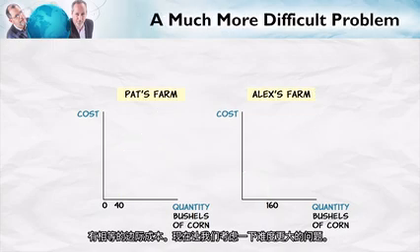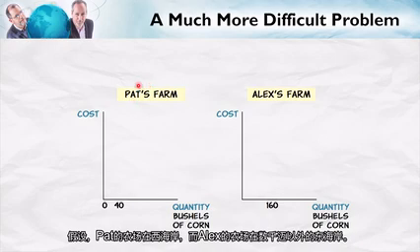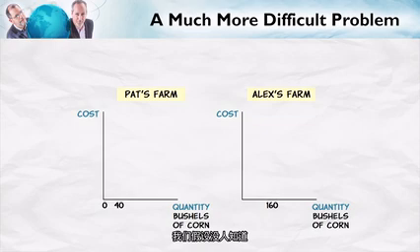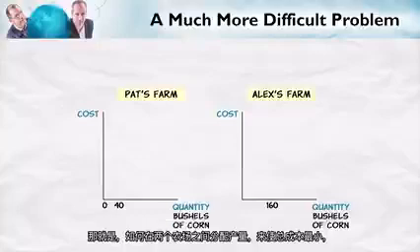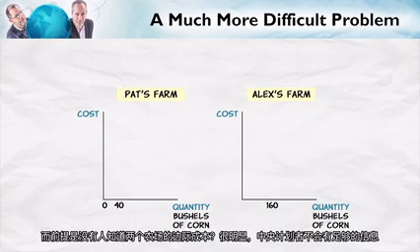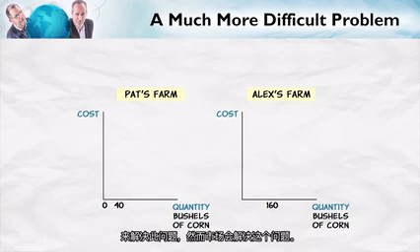Now let's consider a much more difficult problem. Suppose we have Pat's farm located on the west coast and Alex's farm thousands of miles away on the east coast. And let us suppose that no one knows the marginal costs on both of these farms. Now the problem looks almost impossible. How could we possibly allocate production across these 2 farms to minimize total costs when no one knows the marginal cost on both of these farms? Clearly, a central planner would not have enough information to solve this problem. And yet, the market does solve the problem.